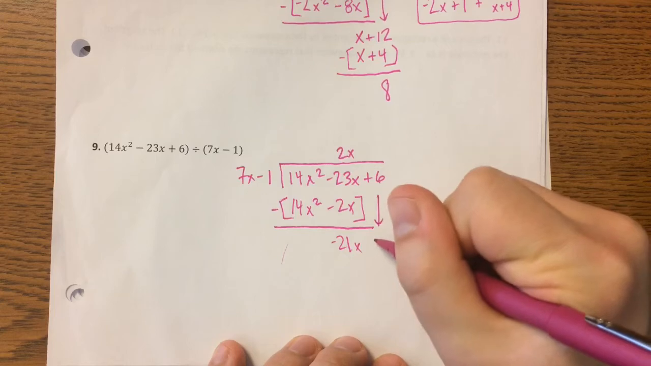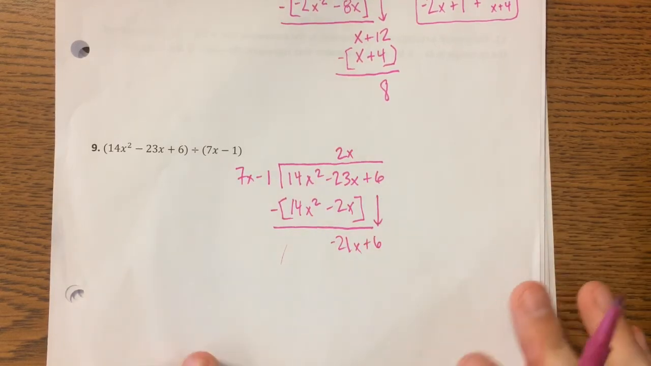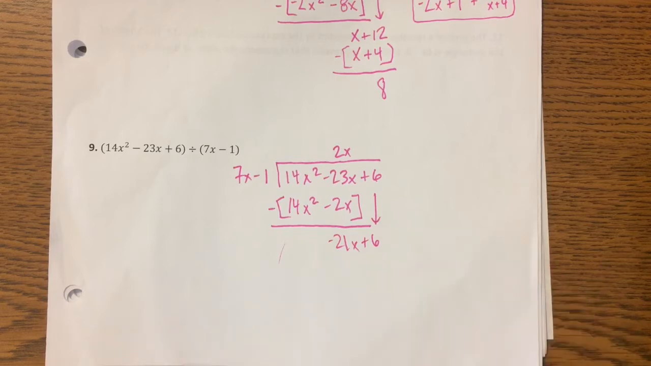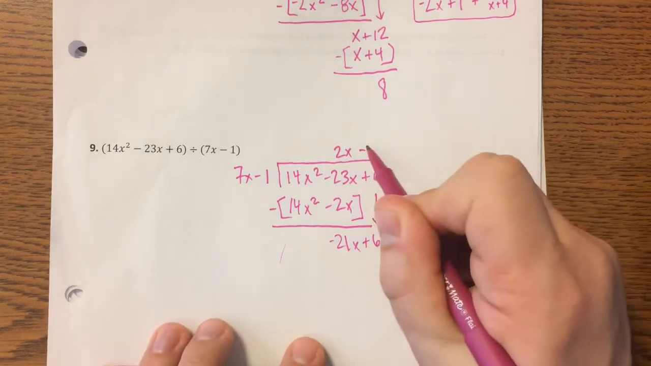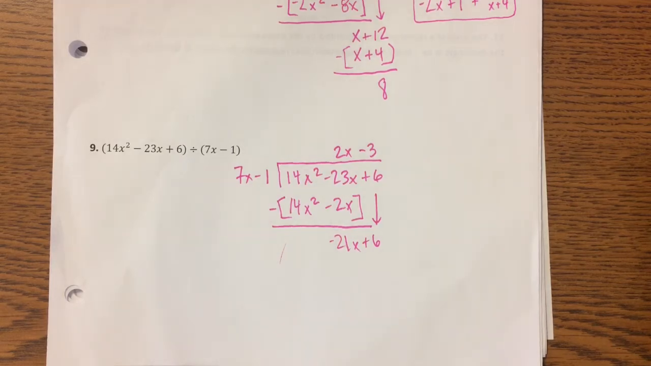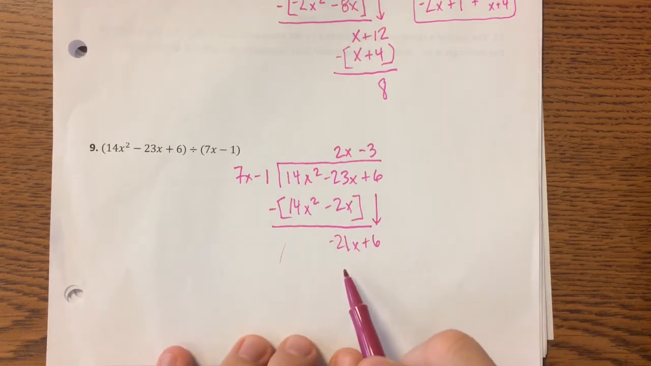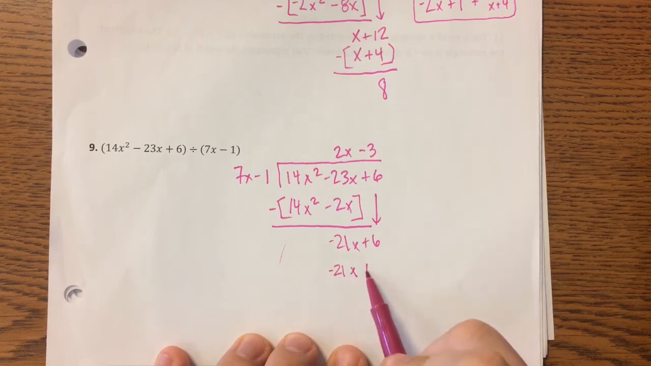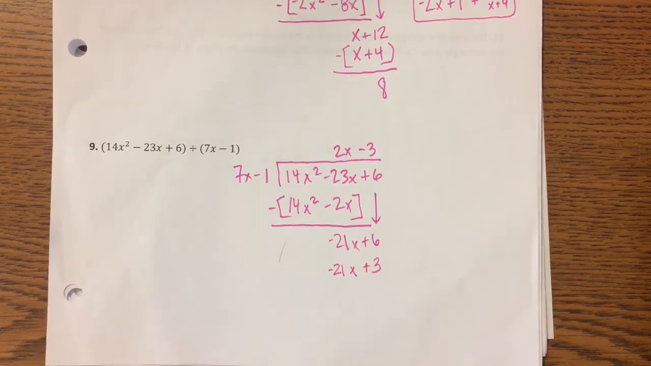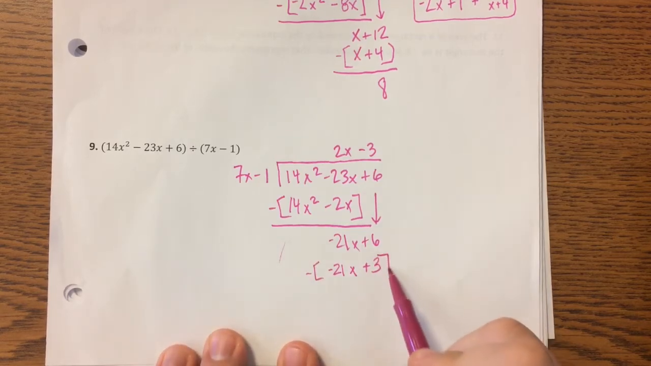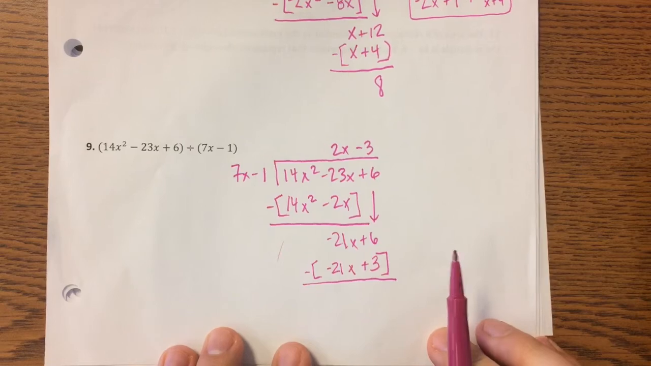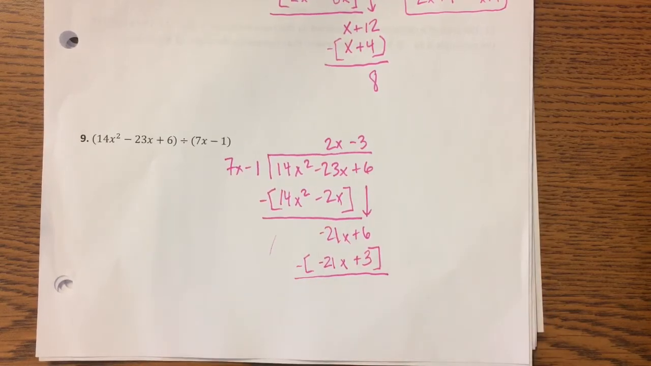Let me bring down the 6. So plus 6. All right, what am I going to write next on top? Oh, not 3, but you're close, negative 3. Yeah, so minus 3. So negative 3 times 7x minus 1 is negative 21x plus 3. Then we subtract, and what's my remainder going to be? You really shouldn't even need a calculator. It's just 6 minus 3. 3.